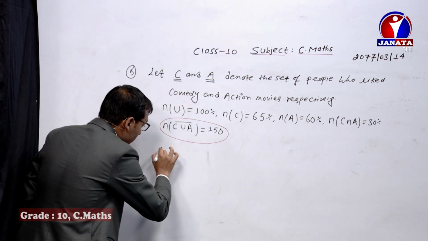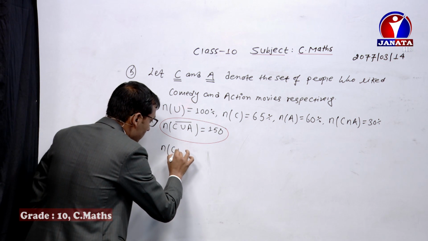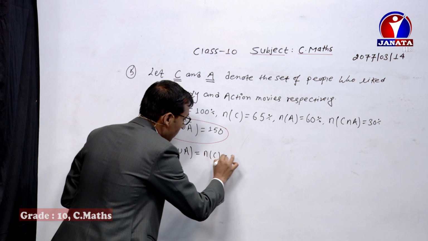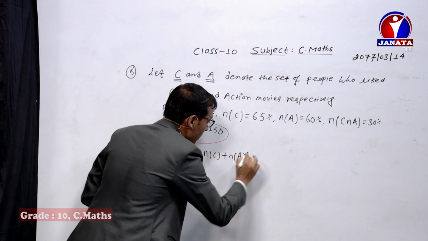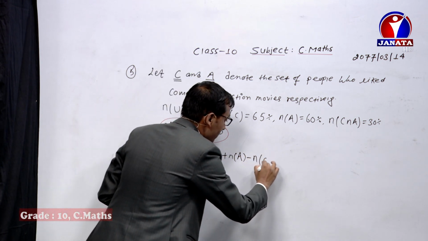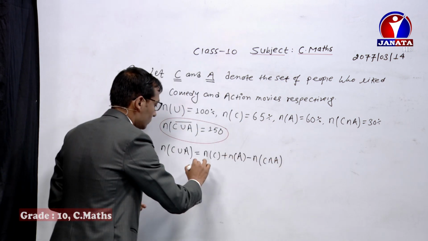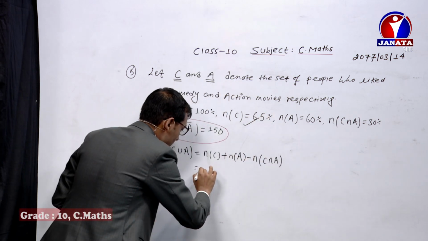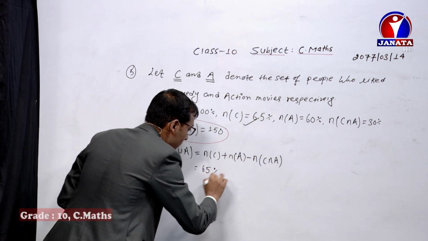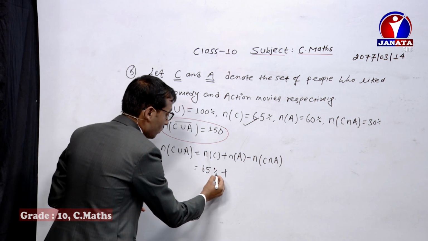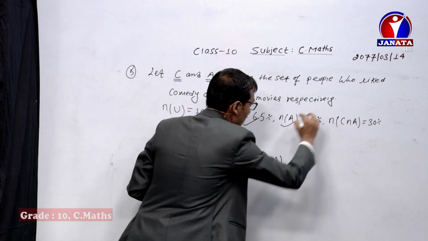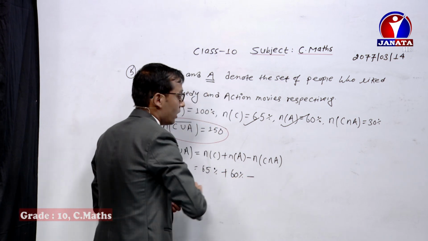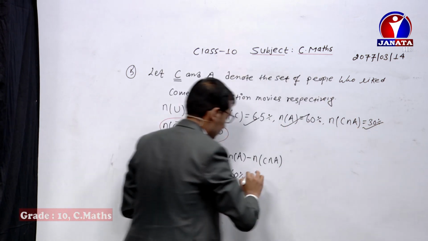We have n of C union A equals n of C plus n of A minus n of C intersection A. So n of C is 65%, so 65% plus n of A, which is 60%, minus the intersection, which is 30.